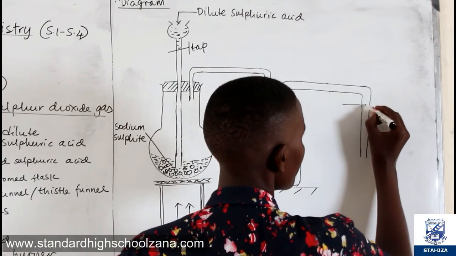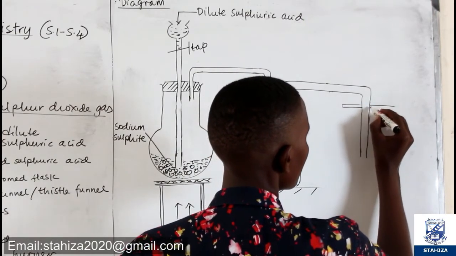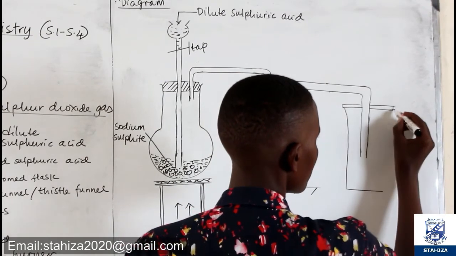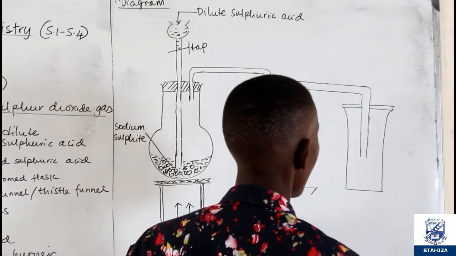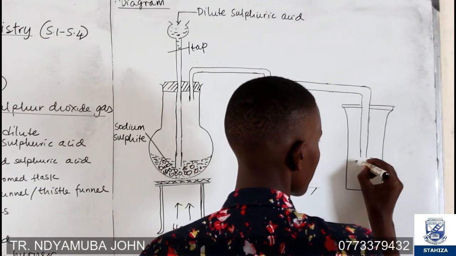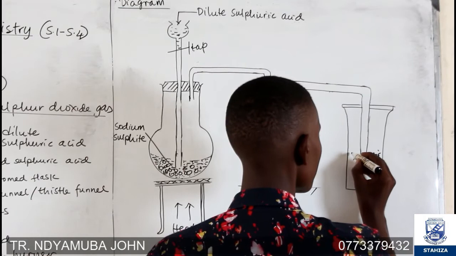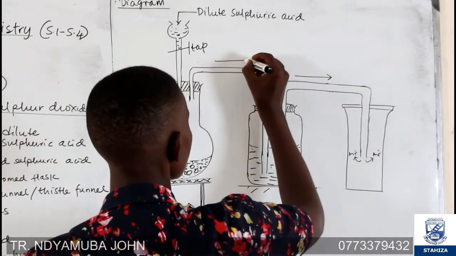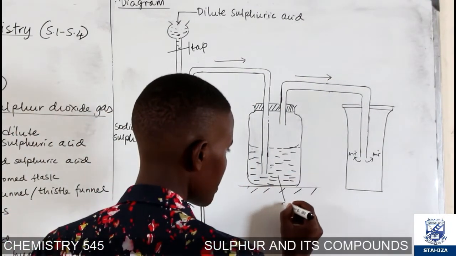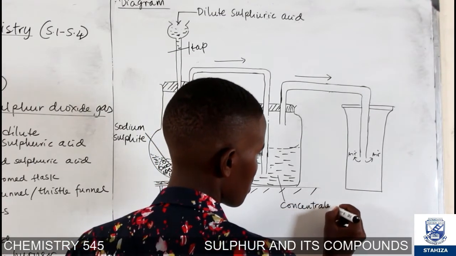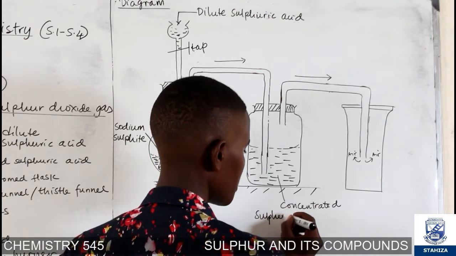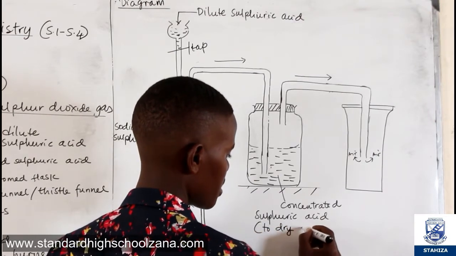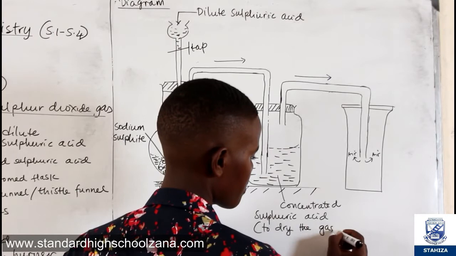So we collect our gas in a gas jar. So this is our gas. Now this is downward displacement of air because it is denser than air. So this is the direction of the gas. This is a drying agent, concentrated sulfuric acid. Avoid abbreviations like CONC. Then you put what it's meant for, to dry the gas.